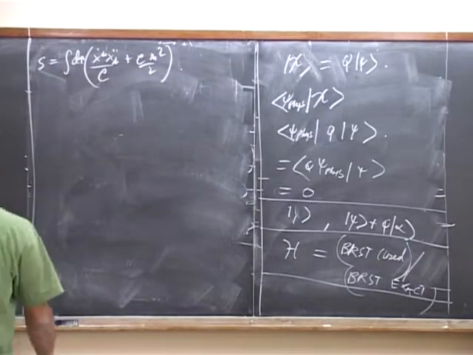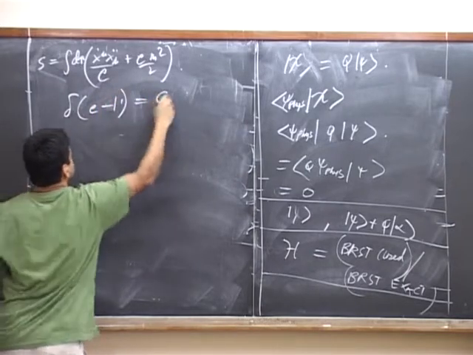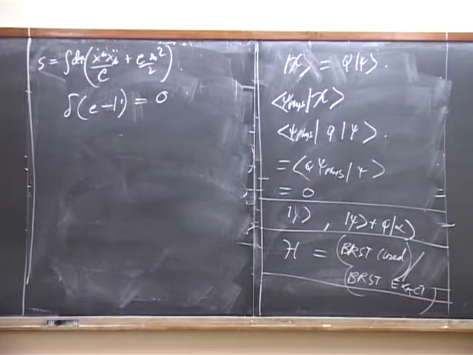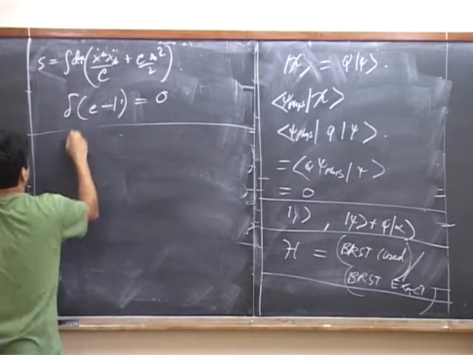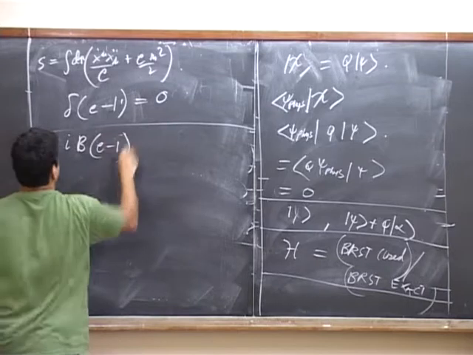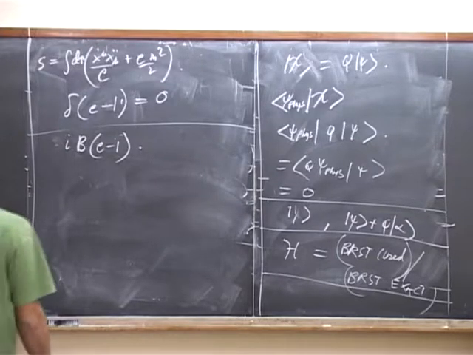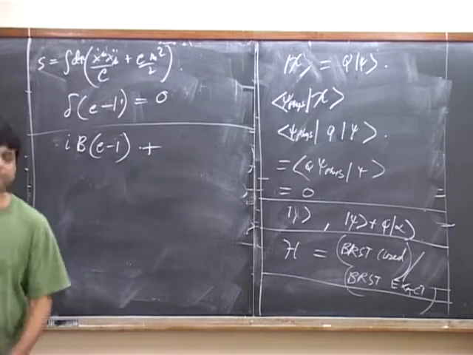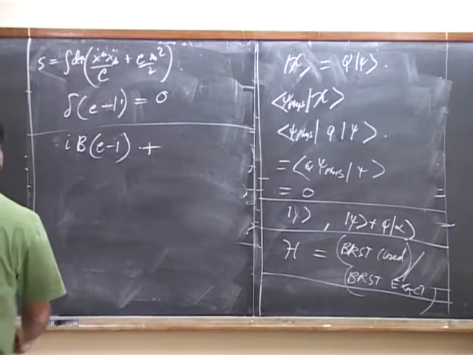What gauge will we choose? Well, we choose the obvious one. We choose E equal to 1. So according to the discussion we had today, what should we be doing? We should be enlarging this action to include an i times B, or perhaps minus i times B, times (E minus 1). That's the part that enforces this delta function. And then we should, in addition, add the part that is the Faddeev-Popov determinant. So what's the Faddeev-Popov determinant here?